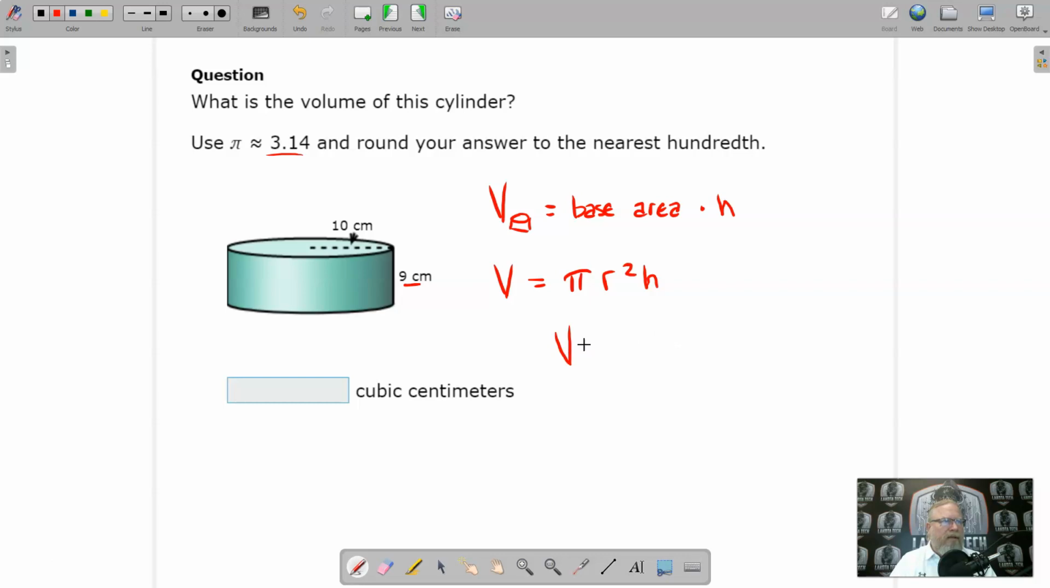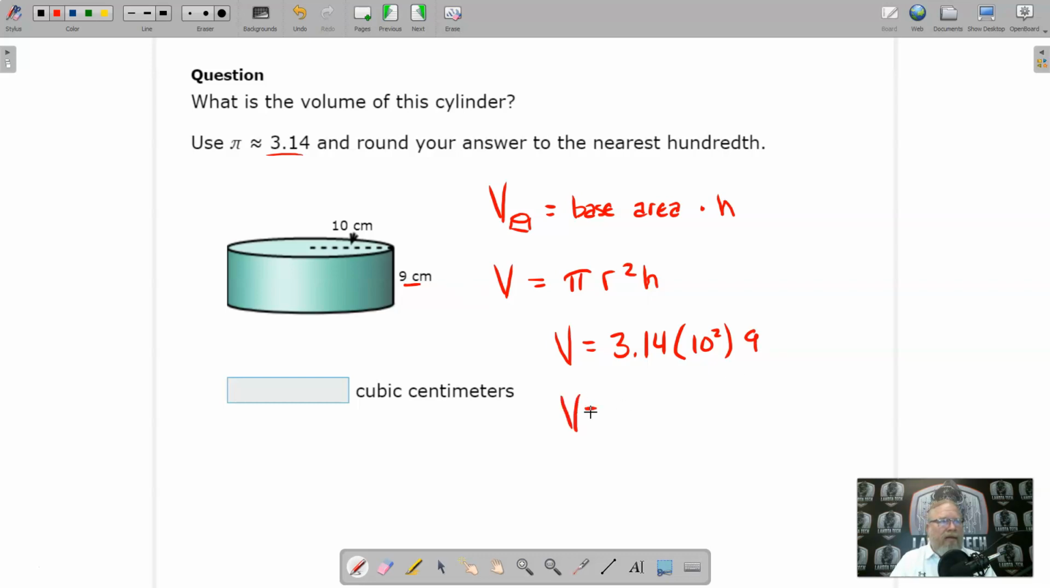So let's go ahead and start substituting some values. Let's use 3.14 for pi. We're going to multiply that times the radius squared, and the radius is 10, and I'm going to square that. And then the height is 9, so we'll plug that 9 in there. So we're ready to do some calculations here.